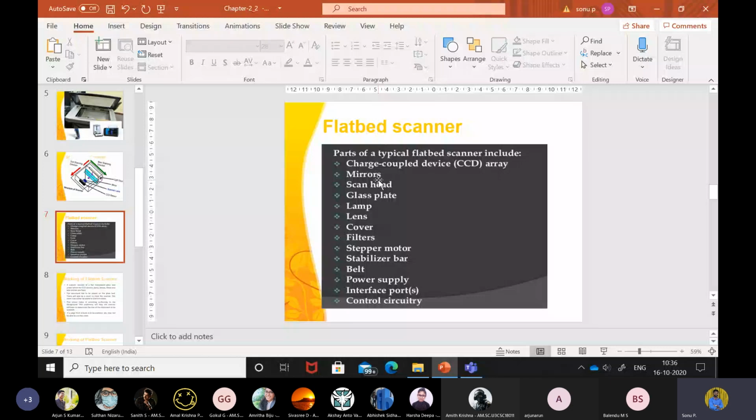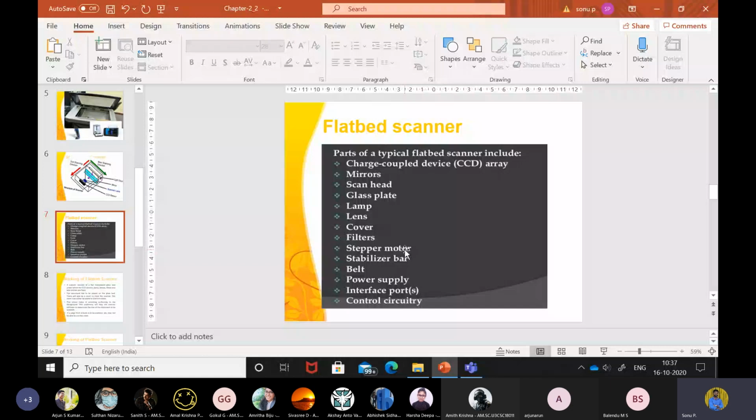Then there is a cover, a lid, that is white in color so that it does not absorb light. Most of the light reflects back to the object itself. Then these filters are also inside, along with the mirrors, that will filter. Then there is a stepper motor. The flatbed scanner needs a provision to move front and back, and the motor performs that movement for you. Mechanical motion is performed by the stepper motor.